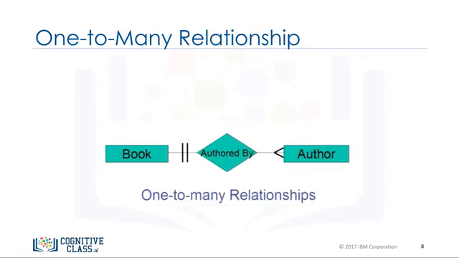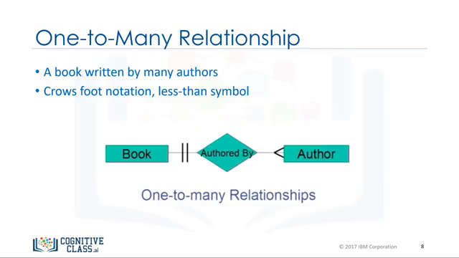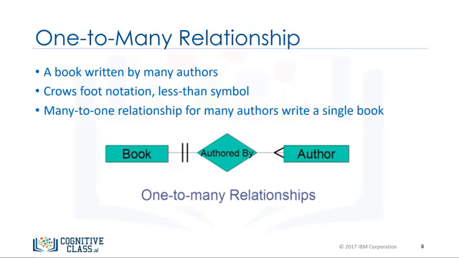Earlier, we saw that more than one author can write a book. This can be represented with a different notation called crow's foot notation. In this case, a less than symbol. This indicates that one book entity is participating in more than one relationship in the relationship set. This is called a one-to-many relationship. This could also be called a many-to-one relationship, in that many authors write a single book.